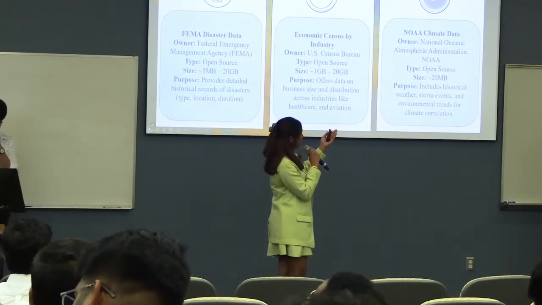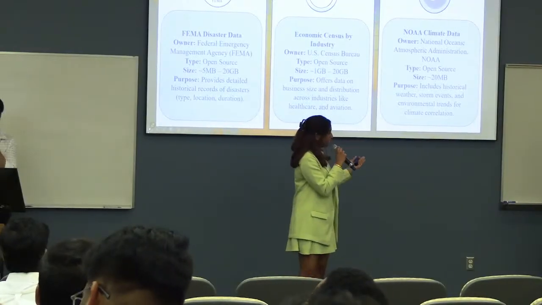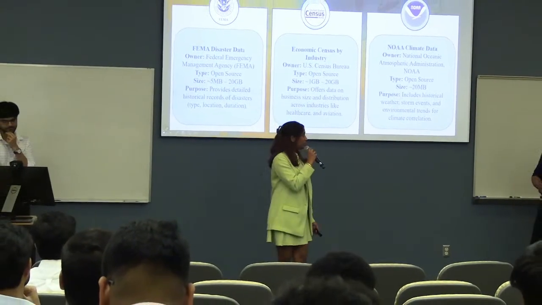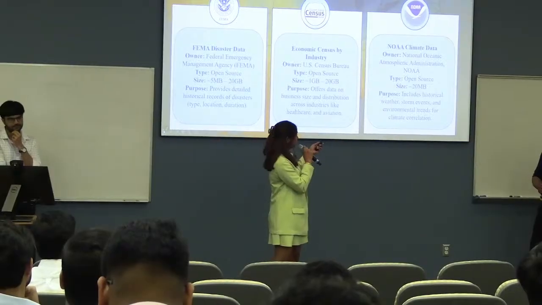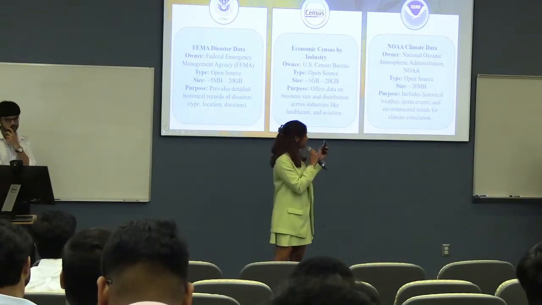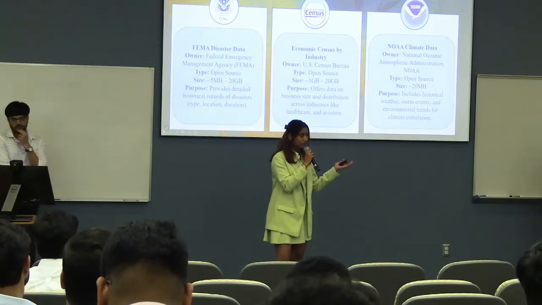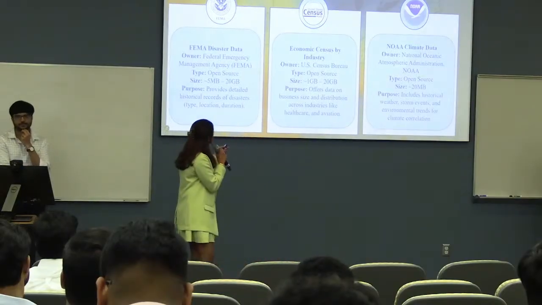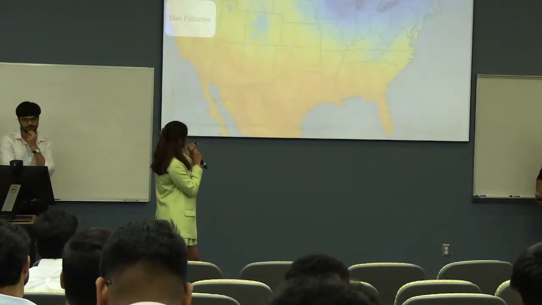And then we have the NOAA climate data set, which is the National Oceanic and Atmospheric Administration data set. From this data set, we have information about historical weather events and environmental trends for different regions. And now let's move on to the architecture.